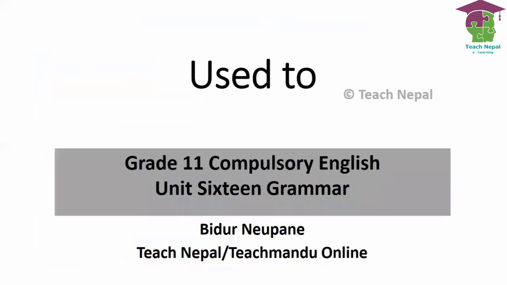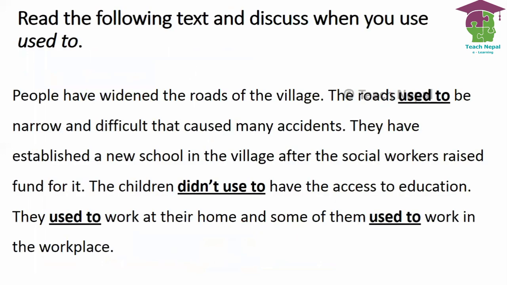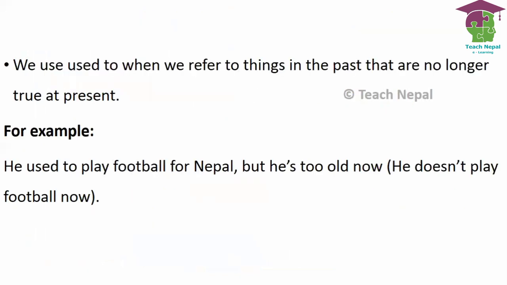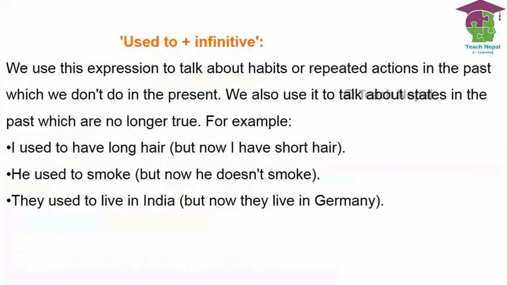Now let's move to unit 16. Used to. How to use used to, we talked about the past simple before, where we talk about past habits. Used to, obviously it's used to talk about our past habits. Past ma yesto hunthyo tara aile hunna bhanedekhi chai, right? Only to talk about past habitual actions we use used to, right? We use used to when we refer to things in the past that are no longer true at present. Past ma hunthyo tara aile hudaina.